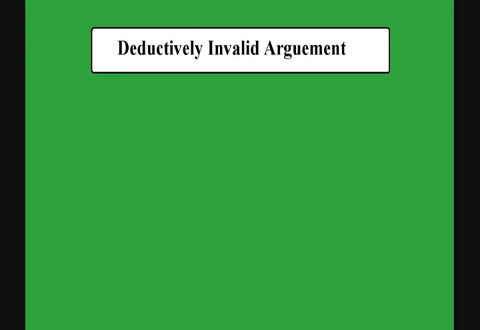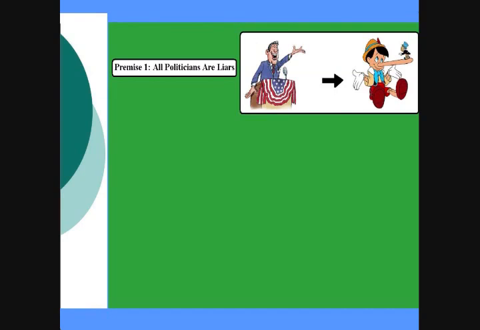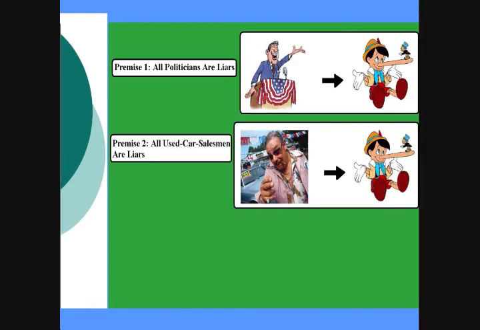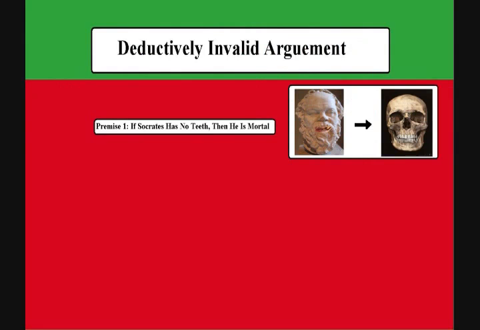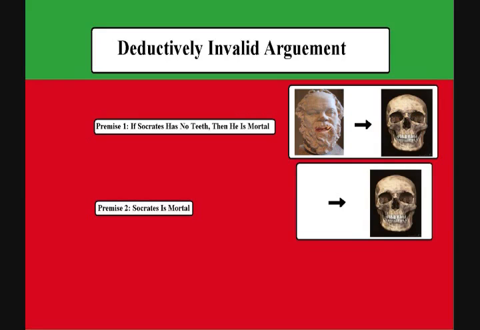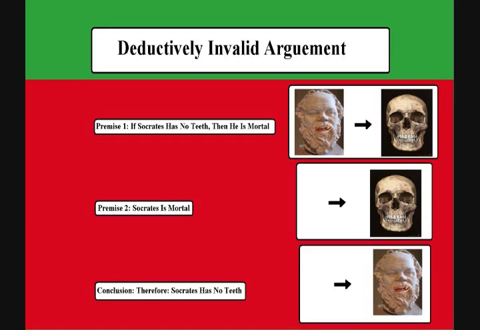A deductively invalid argument might go something like this. Premise 1. All politicians are liars. Premise 2. All used car salesmen are liars. Conclusion. Therefore, it follows that all politicians are used car salesmen. Premise 1. If Socrates has no teeth, then he is mortal. Premise 2. Socrates is mortal. Conclusion. Therefore, Socrates has no teeth.